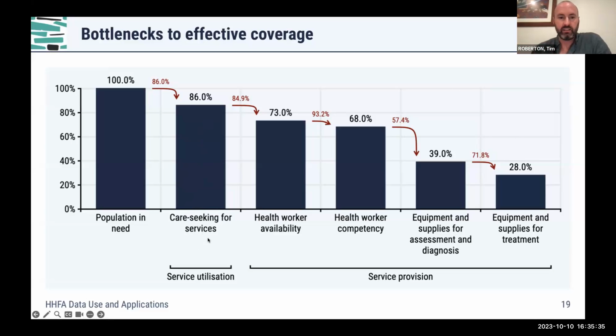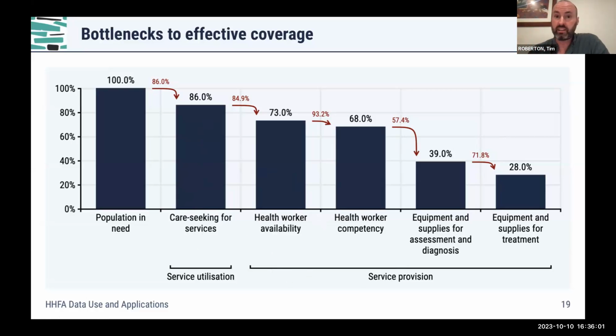And we get that data from the household survey, so from a DHS or from a mix, right? But then we use data from the HHFA for these final 4 parts of the cascade. We can then say, okay, given that a person in need is seeking care from a particular health facility, are they then likely to see a health worker?